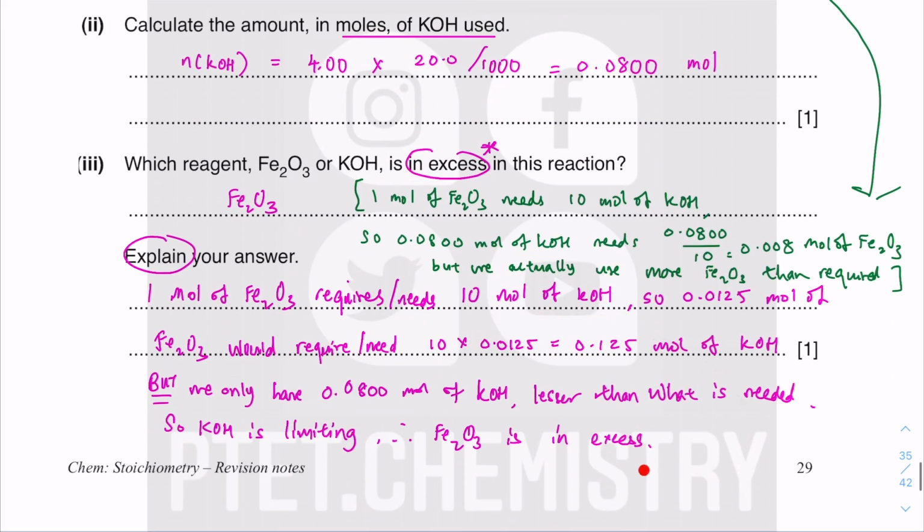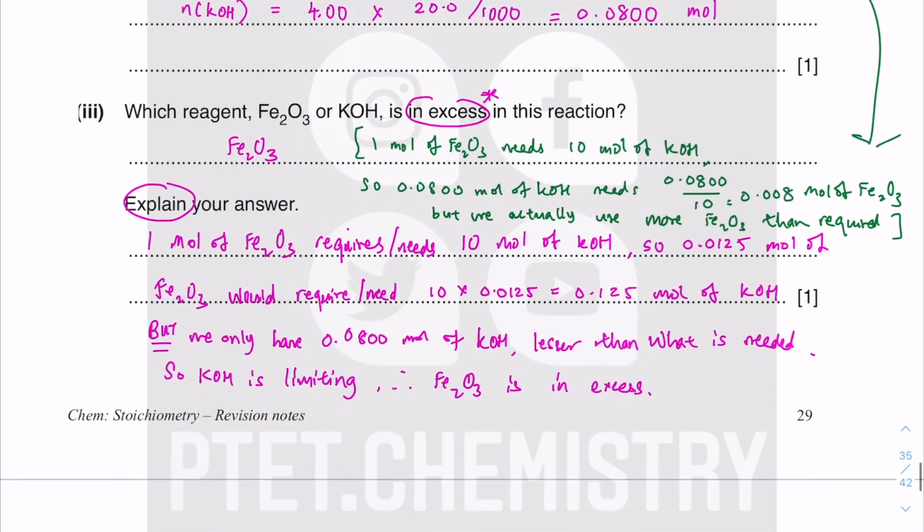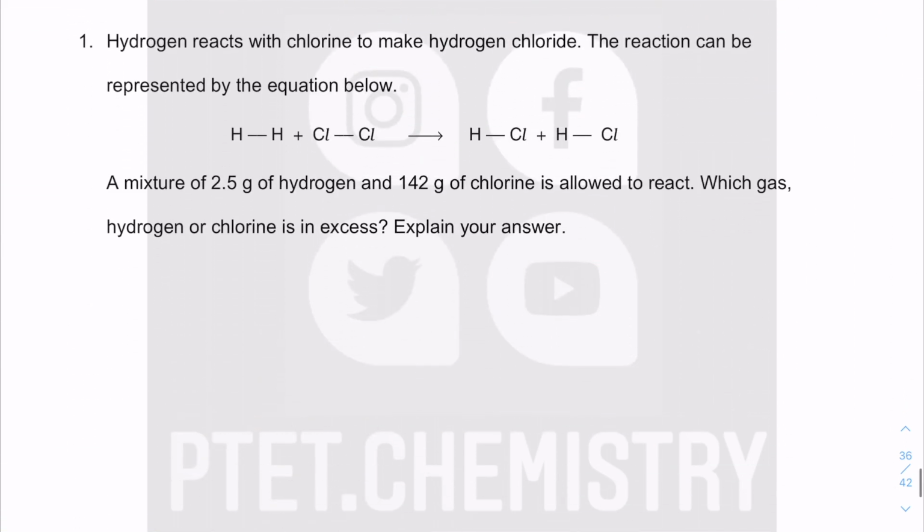The one in pink was how I explained it in terms of KOH. With the KOH, we only have 0.0800, but what 1 mole of Fe2O3 requires is 0.125 mole of KOH. So not enough KOH means KOH is limiting, and therefore the other one is in excess. Two ways to answer these kinds of questions involving excess and limiting reactant. Let's have a look at the next example.